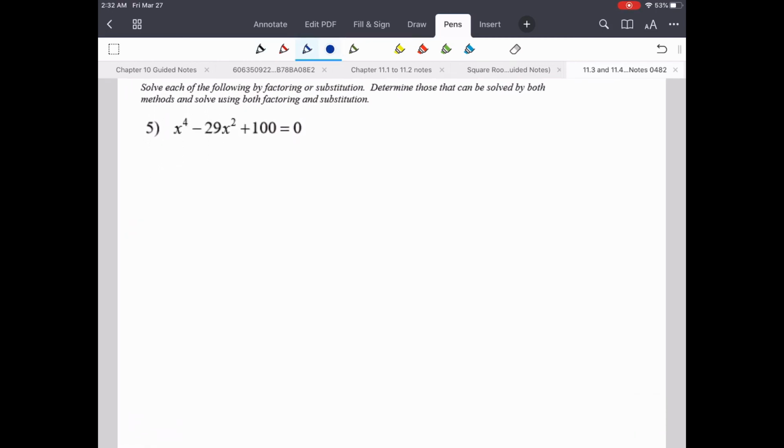Okay, so let's just do number 5 here. I'm going to let the letter u represent the x squared term, and we're going to say u squared represents the x to the 4th term. So we're going to rewrite this with those substitutions in play. u squared minus 29u plus 100.